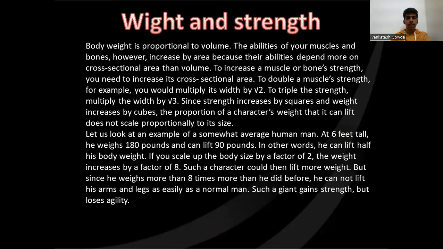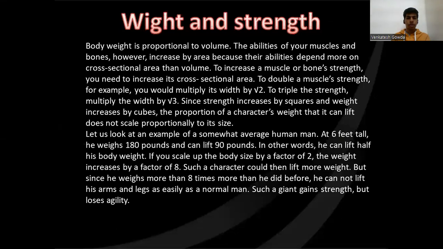Now we shall discuss weight and strength in animation. Body weight is proportional to volume. The abilities of your muscles and bones, however, increase by area, because their abilities depend more on cross-sectional area than volume. To increase a muscle or bone's strength, you need to increase its cross-sectional area. To double a muscle's strength, for example, you would multiply its width by root 2. To triple the strength, multiply the width by root 3. Since strength increases by squares and weight increases by cubes, the proportion of a character's weight that it can lift does not scale proportionally to its size.